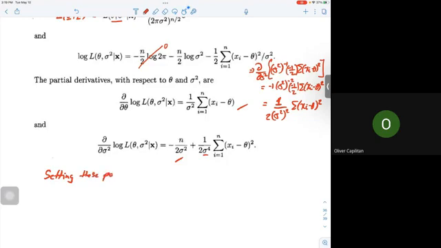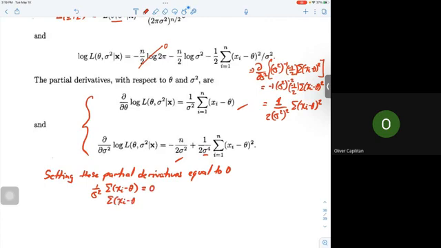Setting these partial derivatives equal to 0. So for the first, ito yung system natin. So, we have now 1 over sigma square, the summation of xi minus theta. Hindi ko nalalagay yung index of the summation na equal to 0. So, summation of xi minus theta equal to 0.